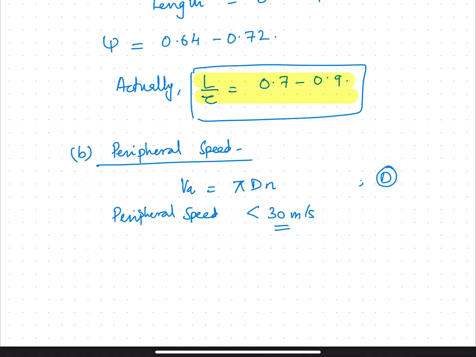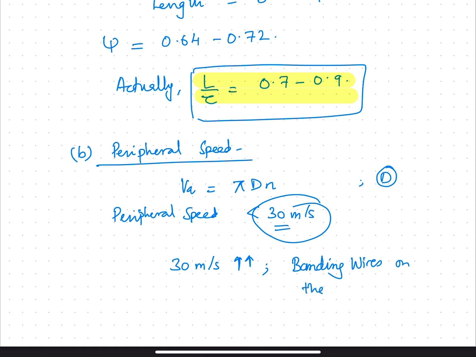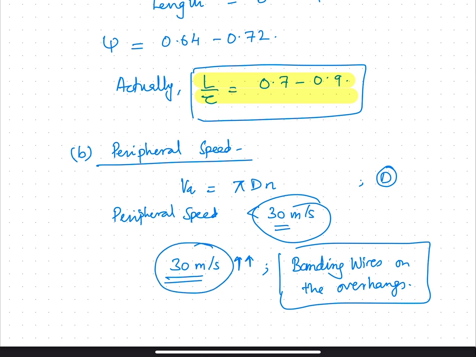But if the speeds are 30 meters per second or higher, then we have to use some special banding wires on the overhangs, and these have to be especially strong to tackle speeds higher than 30 meters per second. So we assume that this speed will always be less than 30 meters per second. This is factor number 2.